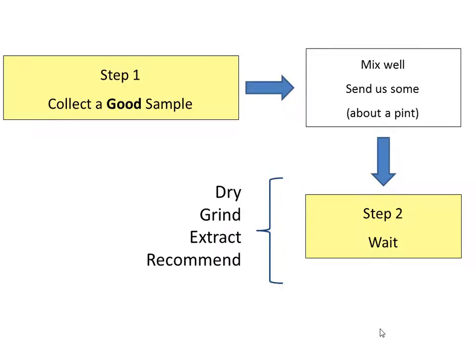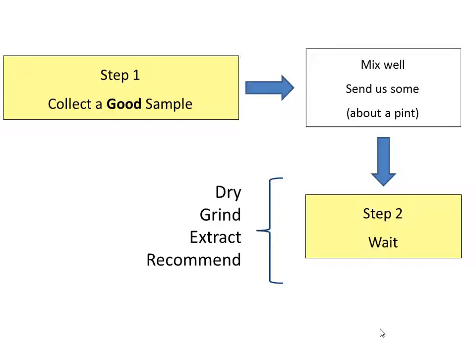Okay. So then you put all of those little cores that you've taken, about 20 is a nice round number to think about, in a bucket, you mix it up, send it to us. Okay? Then you're off the hook. You can go to the Bahamas, sit in the recliner. Just wait, because that's when we do all the work. Okay? So we are going to dry and grind, extract, and then make a recommendation. Okay? So this is where we are right here. You're waiting. And then this is when we go to work.